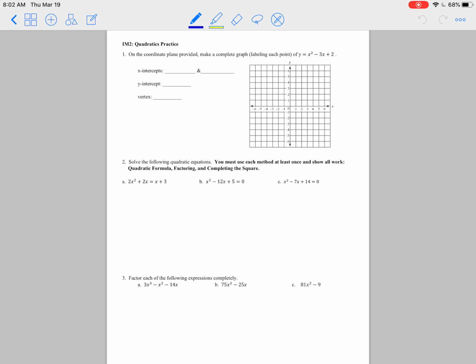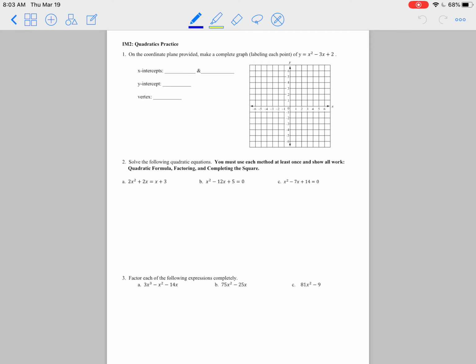Alright, so this is going to be a review from the intervention on quadratics. I'm going to go through the different things of quadratics and then I will post this video for everyone to watch. Alright, so the first thing you need to be able to do is make a complete graph of a parabola.